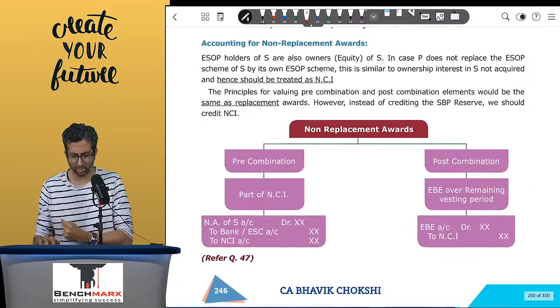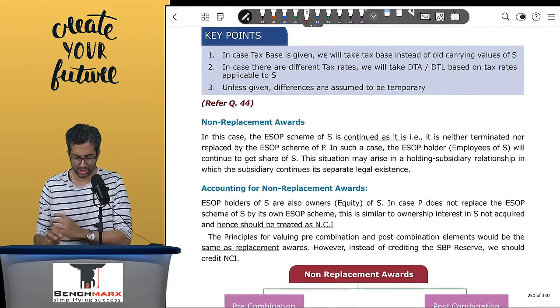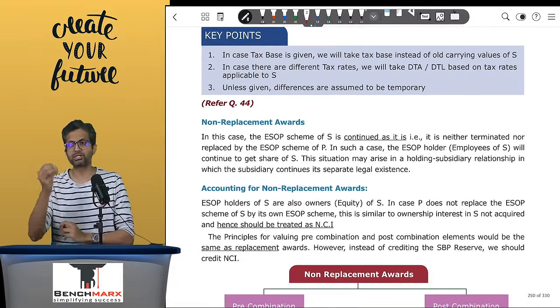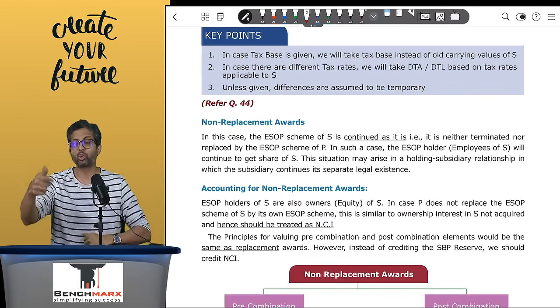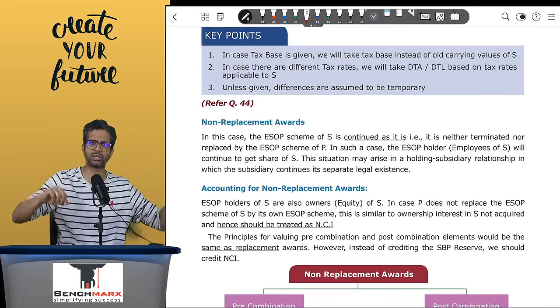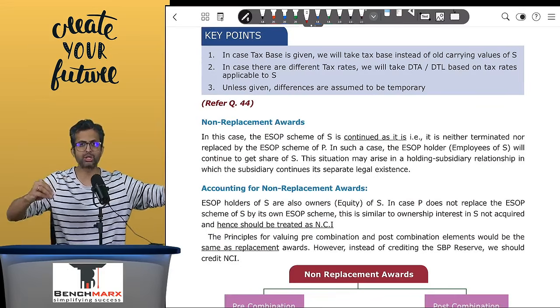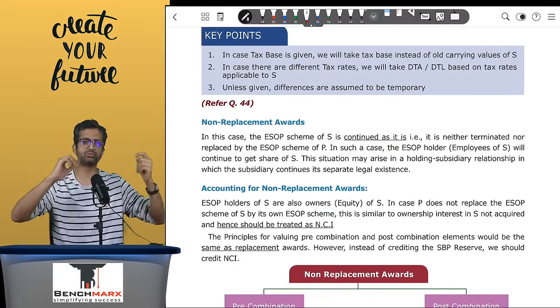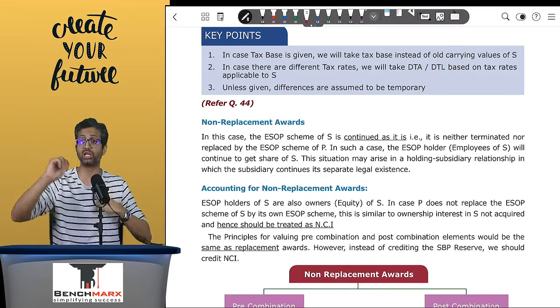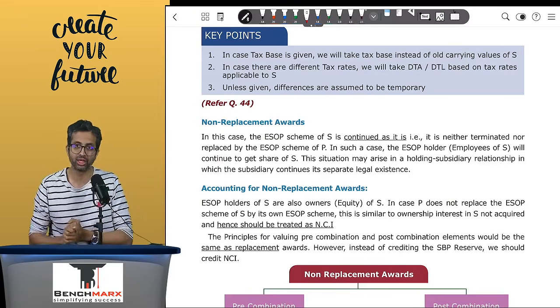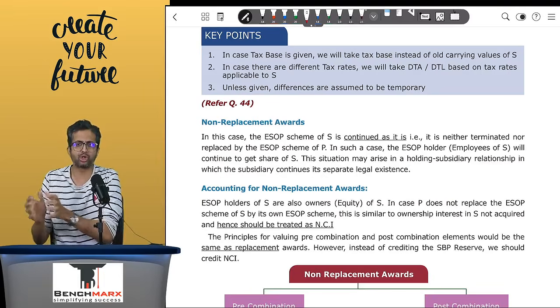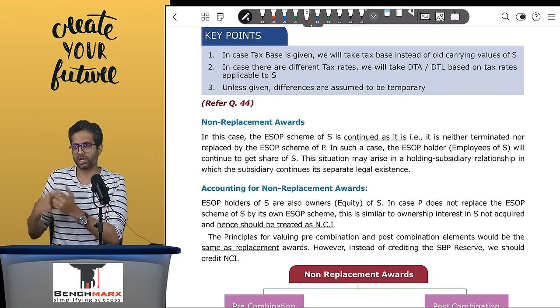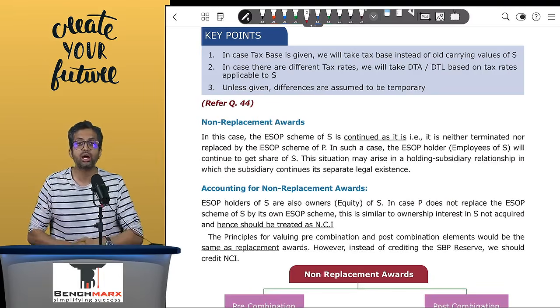A few special points that you should be aware of, for which the Institute has given you certain guidance. First is, what if there is non-replacement awards? So what is a non-replacement award? We studied some time back regarding replacement awards. Replacement awards is nothing but there was Tata Motors who was acquiring JLR, and as a part of the acquisition, it takes over the ESOP scheme of JLR and it issues its own options. So it is acquiring the ESOP holders who are owners of the JLR and in return giving them your own ESOPs.